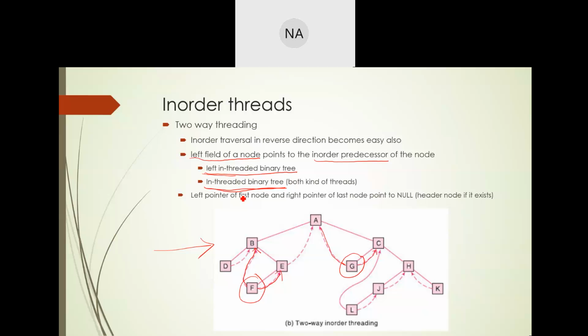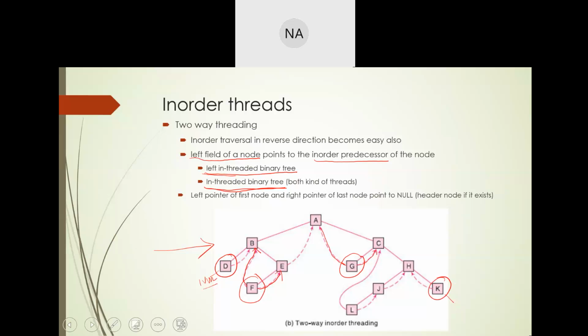The left pointer of the first node and the right pointer of the last node point to null, because obviously there is no predecessor of the first node and no successor of the last node. For example, node D is the first node in the in order traversal, so there is no predecessor for node D, so its left pointer will still point to null in the threaded binary tree. K is the last node, so there is no successor of node K, so its right pointer still points to null in the in threaded binary tree.